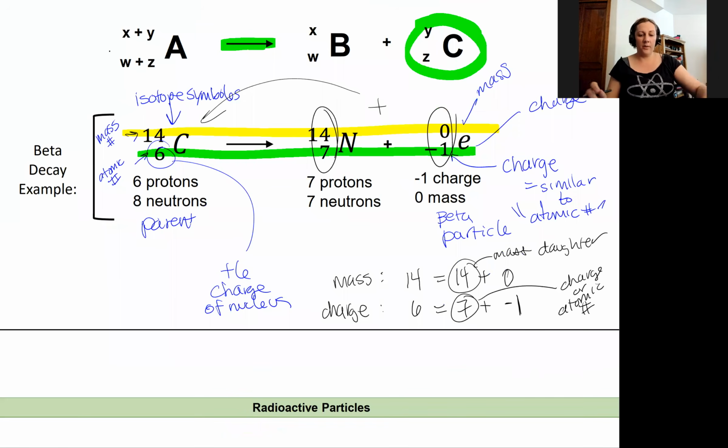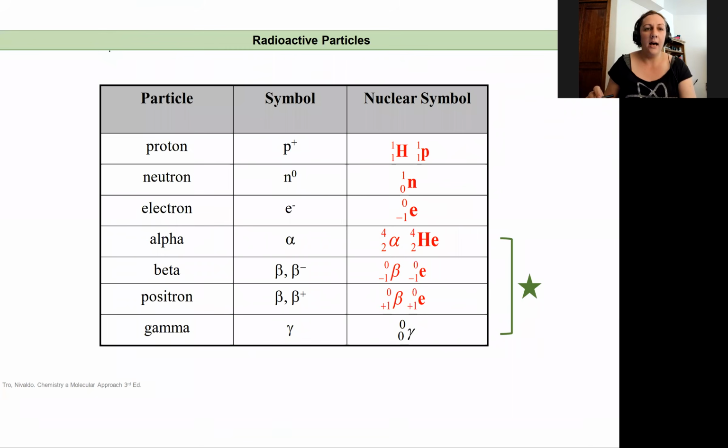So here are the radioactive particles you can see. So we have protons. We typically write these as a symbol of P with a superscript plus. And I tend to write the nuclear symbol this way, where we have a proton for the symbol with a mass of 1 and a charge of 1. You can also use a hydrogen as well, because this is basically a hydrogen. A proton is just a hydrogen cation.